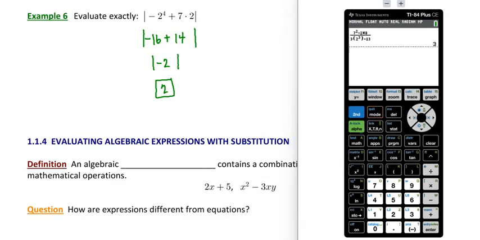On the left side of your keypad, you have a button called Math. Choose Math, and then at the top, we have a menu. We want to use our right arrow key to highlight NUM for number. And notice option number 1 there is ABS for absolute value. So when you press number 1, that pulls up the absolute value bars on your calculator. Then we can enter our input, negative 2, raised to the 4th power plus 7 times 2. Enter that and we come up with 2.